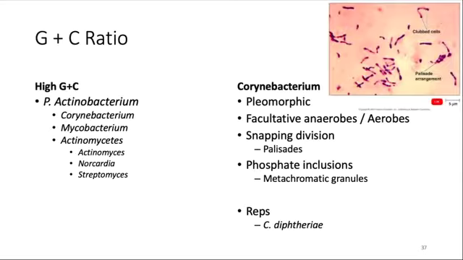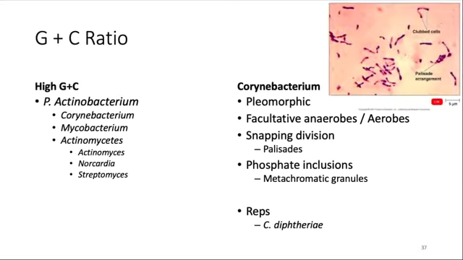So for the high GC ratio, we have organisms that belong to the phylum Actinobacteria. In this phylum, you have the genera Corynebacterium and Mycobacterium, and then the group Actinomycetes. And among the Actinomycetes, we have the classes Actinomyces, Nocardia, and Streptomyces.